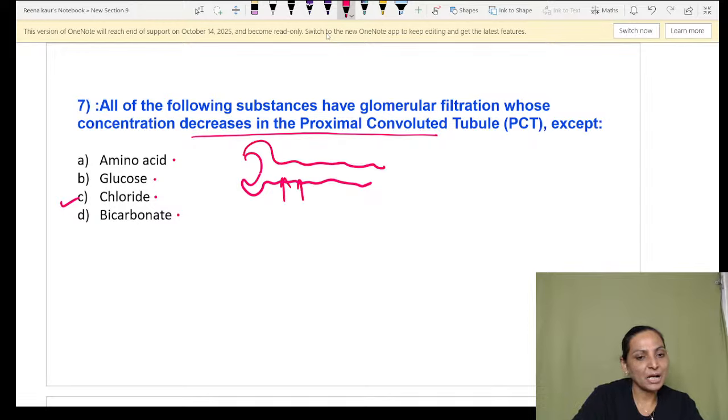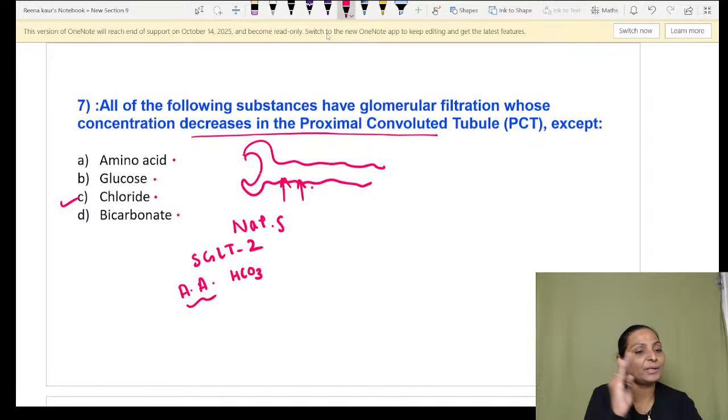the first half of the PCT itself is going to absorb sodium with glucose with the help of the SGLT2 cotransporter, and 100% of glucose is going to be reabsorbed in the PCT. Also, sodium is going to reabsorb amino acids, and there is also a reabsorption of bicarbonates, which is called an indirect reabsorption of bicarbonates in the PCT.